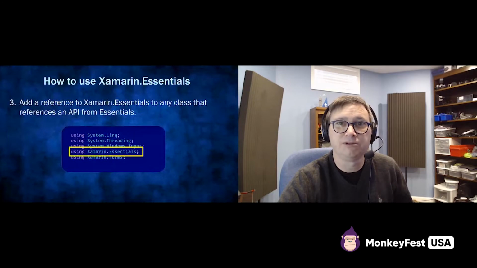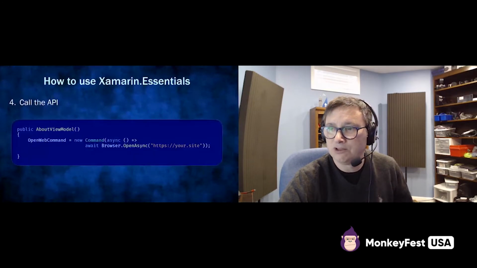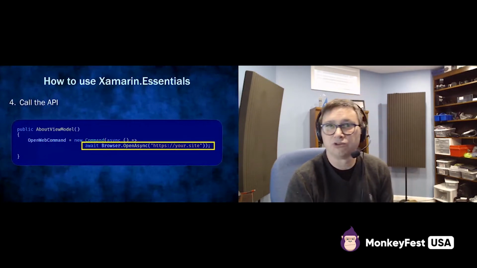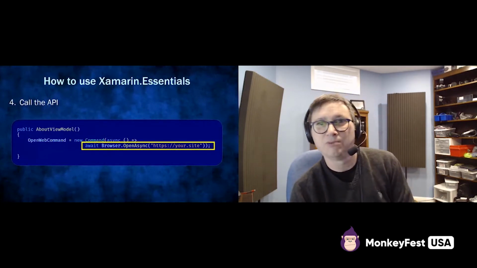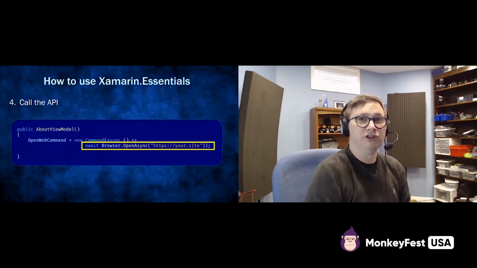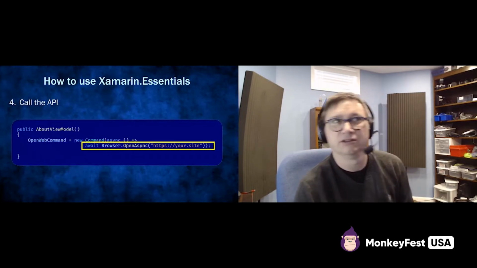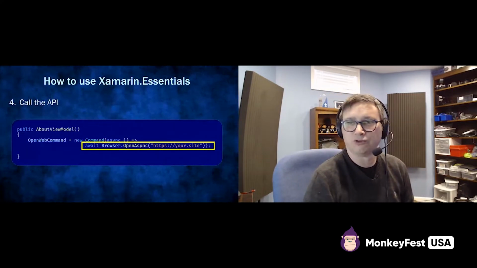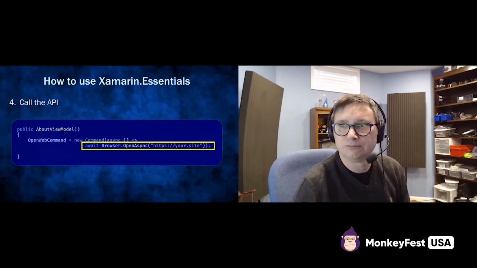And then you just call the API when you need it. So in this case, Browser.OpenAsync is a Xamarin Essentials call that will open up the native web browser on the platform. So you don't need to know, is it Safari, is it Chrome, is it something else that the user's installed and made default? No, Browser.OpenAsync will handle that for you.